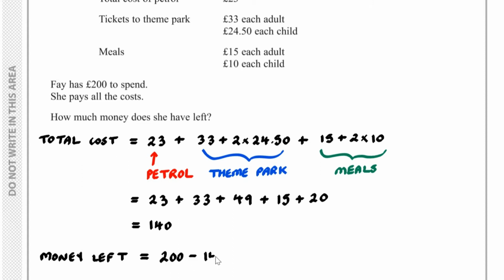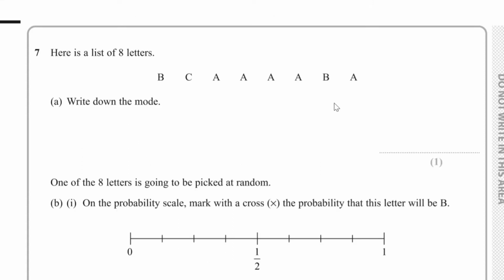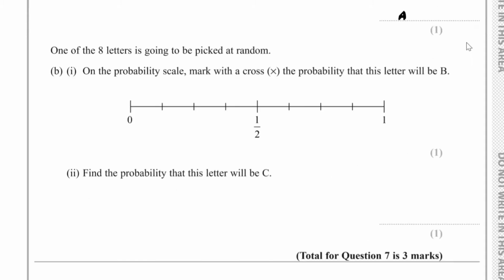Subtract the cost. Question number 7. Here is a list of 8 letters. For part A, we have to write down the mode. Well, the mode means the most common. The most common letter you can see is A. It appears 1, 2, 3, 4, 5 times. So the mode is given by A.